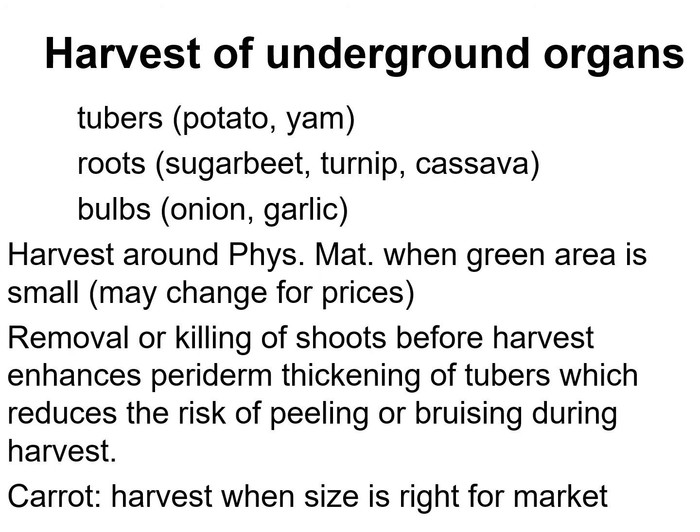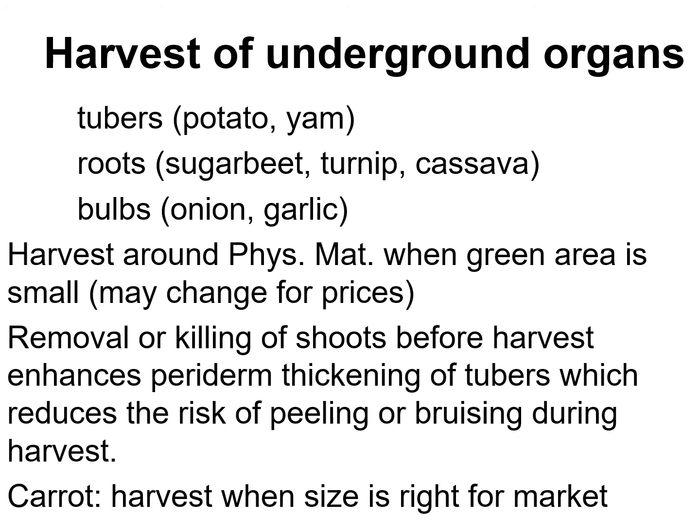For underground organs that include tubers like potato and yam, roots like sugar beet, turnip or cassava, bulbs like onion and garlic, in general we will try to harvest around physiological maturity when green leaf area is small. In some cases we might sacrifice some biomass and therefore harvest in advance of physiological maturity if we can get much better prices.